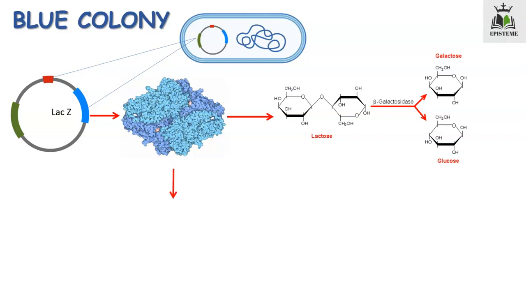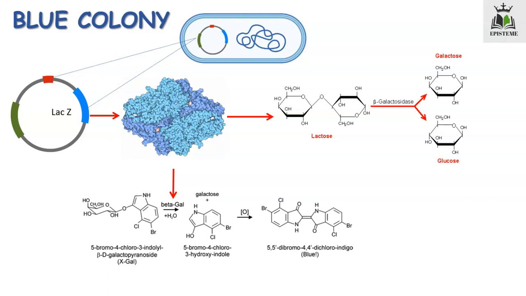Beta-galactosidase enzyme can also convert X-gal into a blue colored compound, that is 5,5'-dibromo-4,4'-dichloro-indigo. Now X-gal is actually an analog of lactose. The media that we use in the blue-white screening experiment has agar, X-gal and IPTG. X-gal is a chromogenic substrate. This compound converts into a blue colored compound which is helpful for identification.